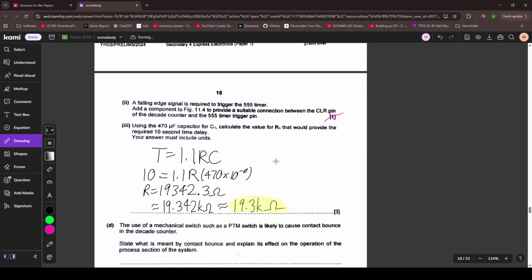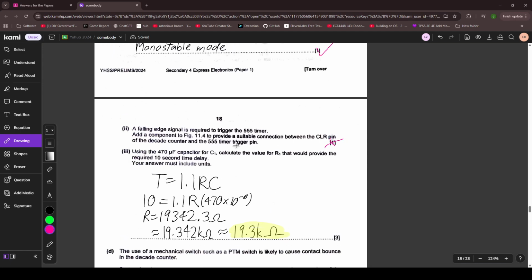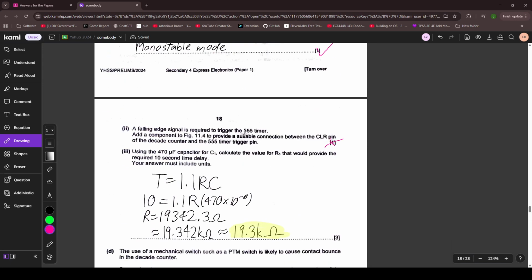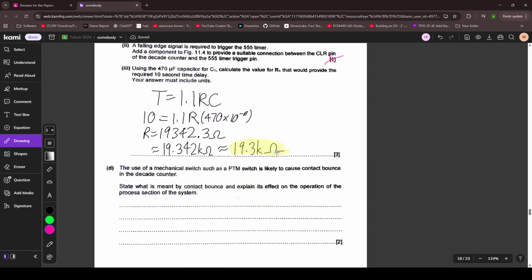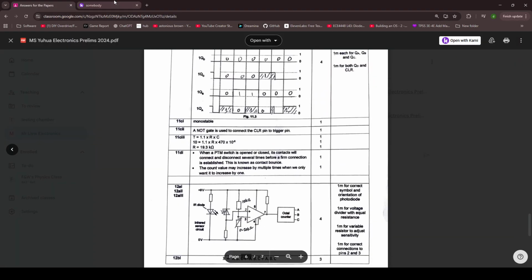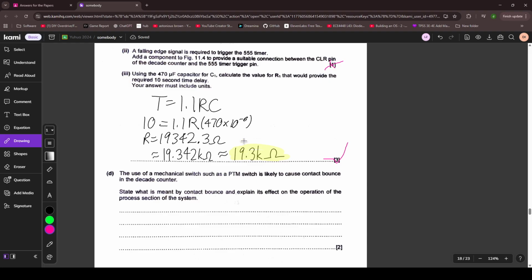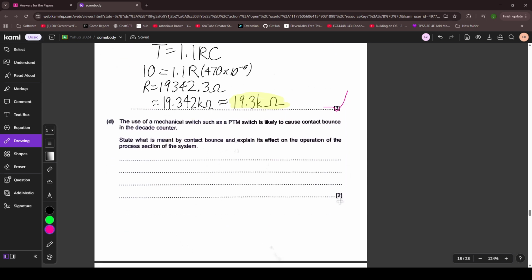Using 470 microfarads for C1, calculate the value of R1. So yep, this is just plugging the values into equation 19.3. Yep, okay, cool. The use of a mechanical switch such as a PTM switch is likely to cause contact bounce in the decade counter, yes. State what is meant by contact bounce and explain its effect on the operation of the process section of the system. So you just didn't even try that.